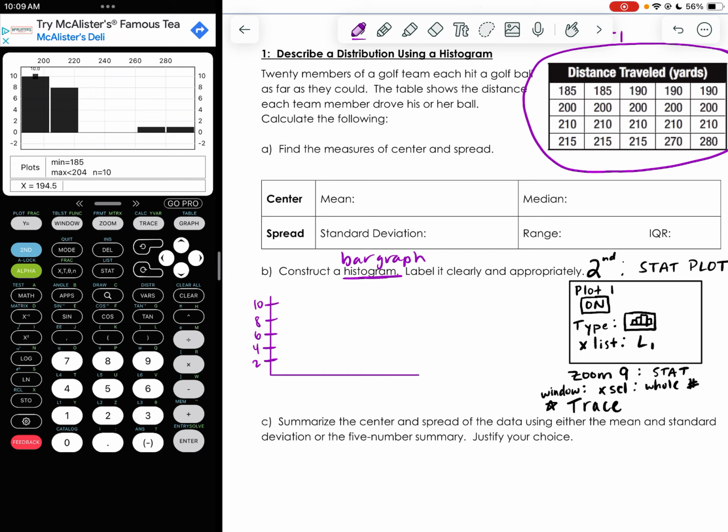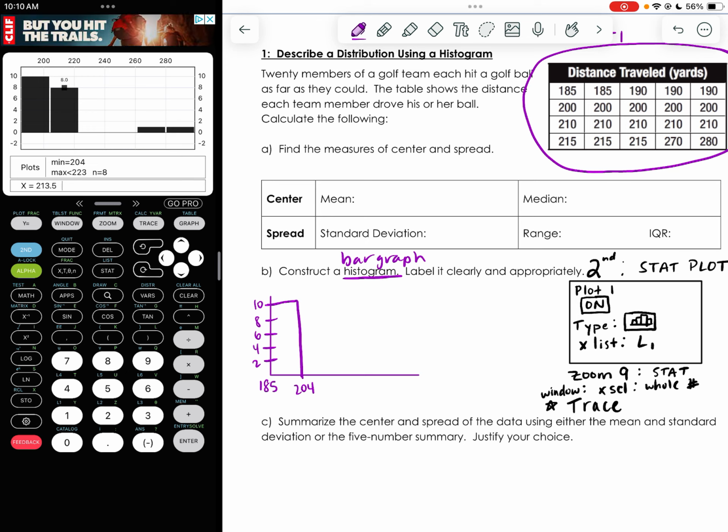Something kind of like that, or you can do all the 1s. It doesn't matter. But then we need to figure out the x-axis. So again, hitting the trace button, the min and the max are the left and the right x values of that bar. The minimum value here is 185, and the max of that bar is 204. So everything in that bar is between 185 and 204. Those are the yardages of what they hit. That is 10 data points, so that's your first bar.